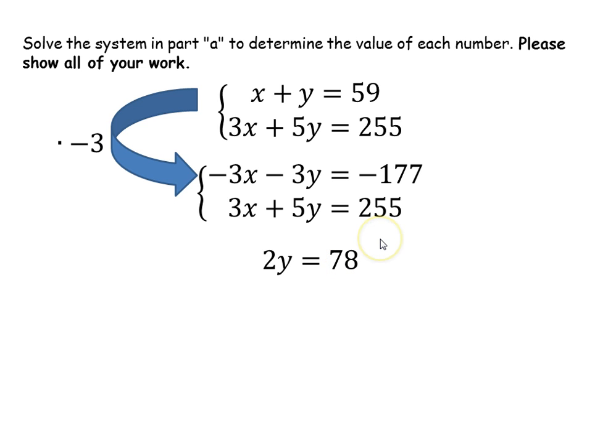So if 2 times y equals 78, well, then it means that y has to be 39, because we can divide both sides by 2. So now that we know that y is 39, we can take this y, our second number, is 39.